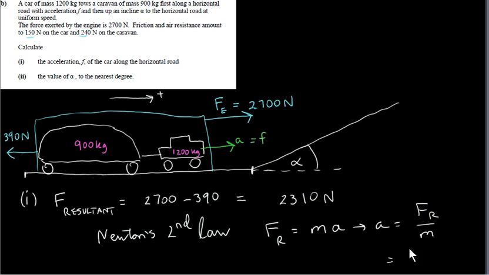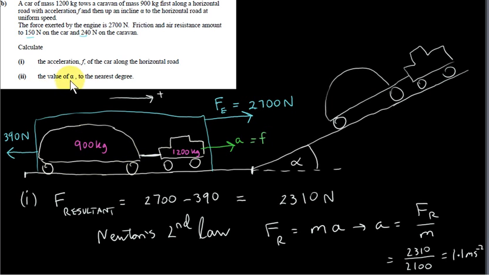So the resultant force is 2,310. The mass of the system is the mass of caravan plus mass of car. So it's 900 plus 1200. That's 2100. So we get an answer of 1.1 meters per second squared for the acceleration of the car along the horizontal road. Of course, the acceleration of the car is the same as the acceleration of the caravan. It's the same as the acceleration of the system actually, because the car and caravan are connected.